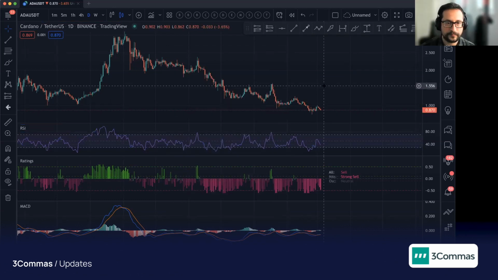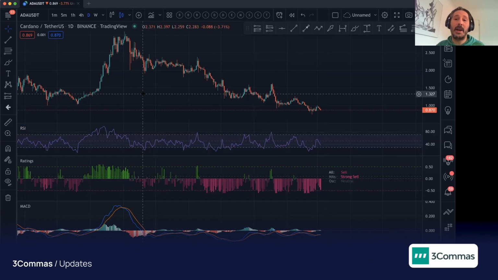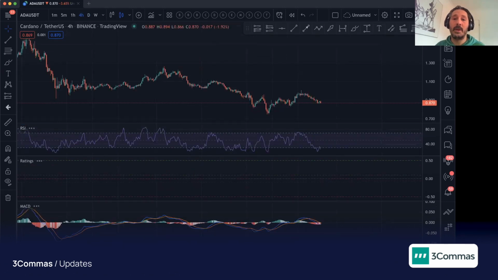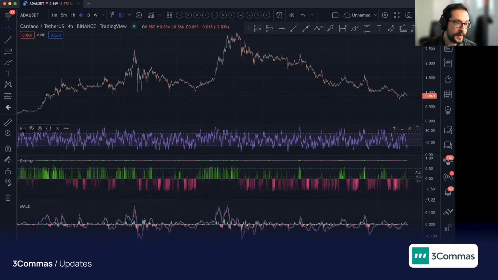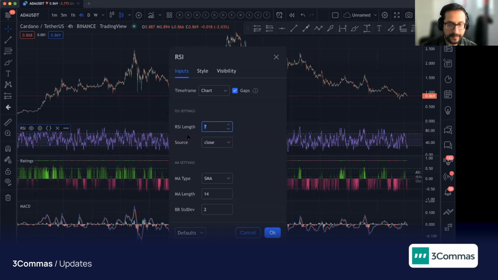RSI 14 has recently been added, so for those traders that have been asking for that, it's now available in the platform, and really you can choose whichever you feel the most comfortable with or suits the specific trading requirements or strategy that you want to employ with your bots. So at the moment, I'm very excited with the introduction of RSI 14.